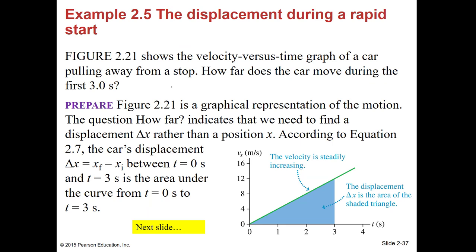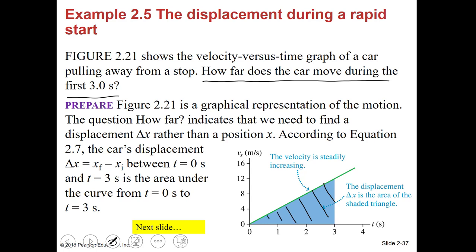So here's an example we can take a look at. The displacement during a rapid start. So we go from not moving, velocity of 0, up to about 12 meters per second. We want to know what is the displacement during this time. In other words, how far does the car travel during the first 3 seconds? So if we can get the area under this curve, we can solve for the displacement.